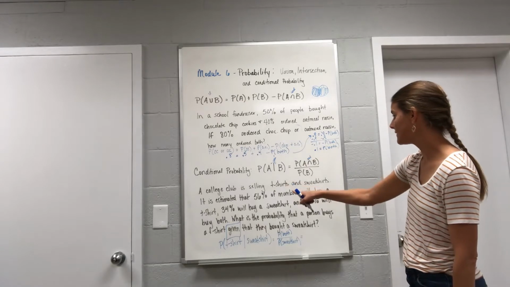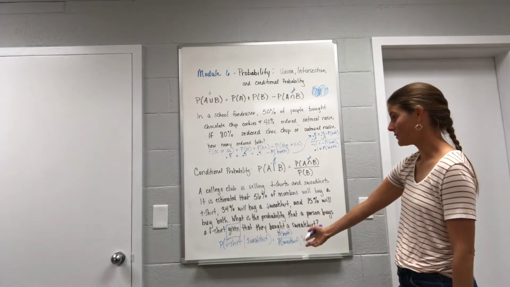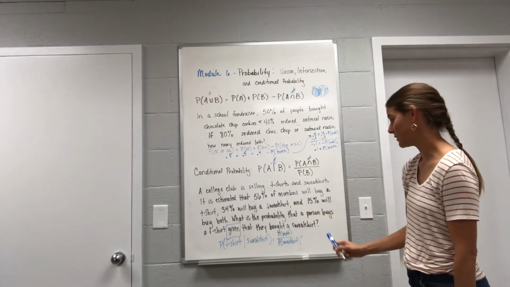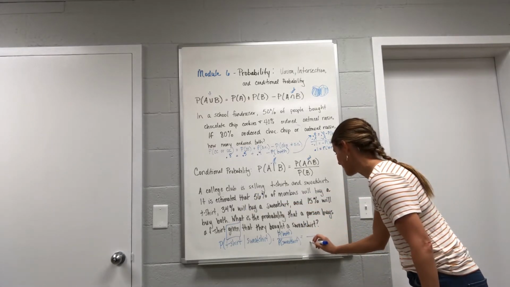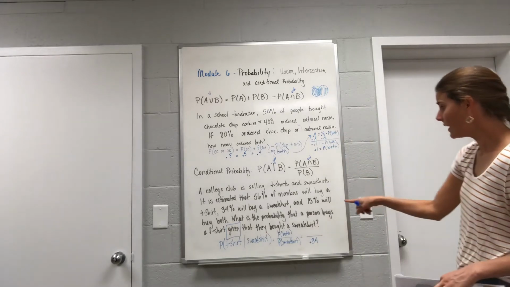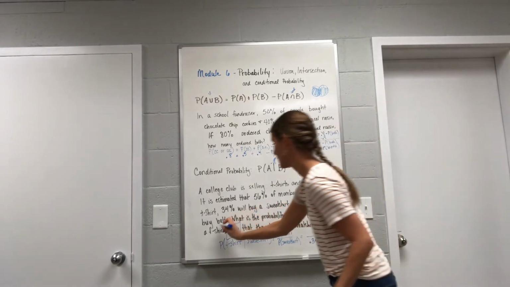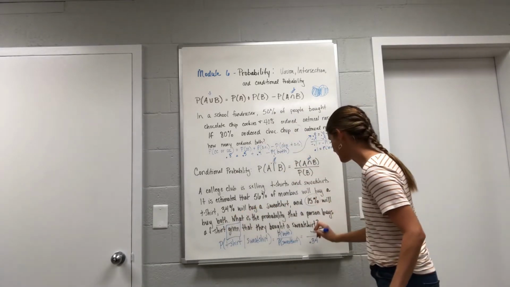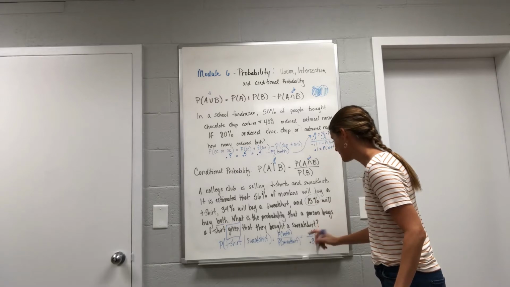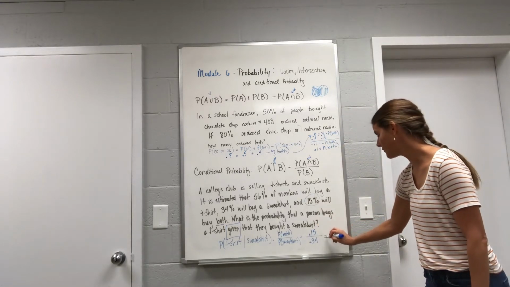So it's estimated that 56% will buy a t-shirt. That's not part of our formula, so we don't need it. 34% will buy a sweatshirt. We do need that. That's in our denominator, so 0.34. And then the probability that they get both is 15%, so that's 0.15. So the probability that they buy both is 0.15, and the probability that it's a sweatshirt is 0.34.